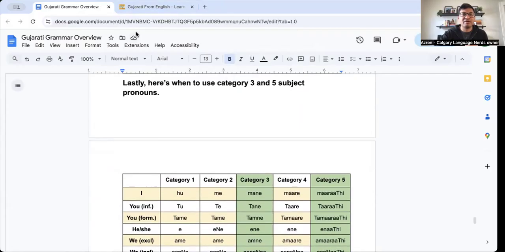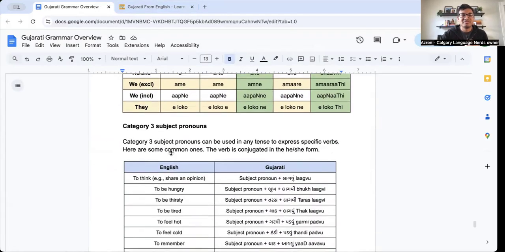Last but not least, we'll look at when we use these category 3 and category 5 subject pronouns. We've looked at a bunch of examples quickly, and I perfectly acknowledge we've moved very, very fast. But we haven't looked at all at these category 3 and category 5 subject pronouns. So let's look at those.